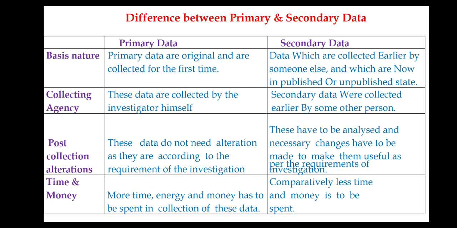Time and money. More time, energy and money have to be spent in the collection of primary data, because we are collecting for the first time. With secondary data, comparatively, less time and less money have to be spent in collecting. These are the differences between primary and secondary data.